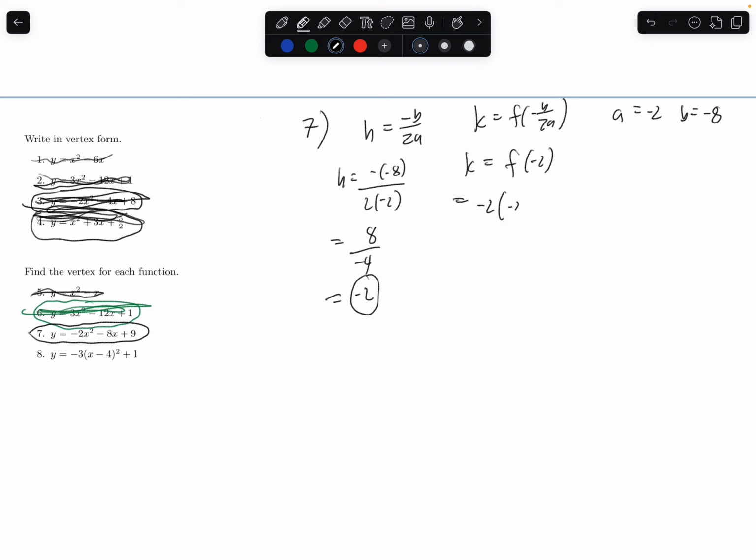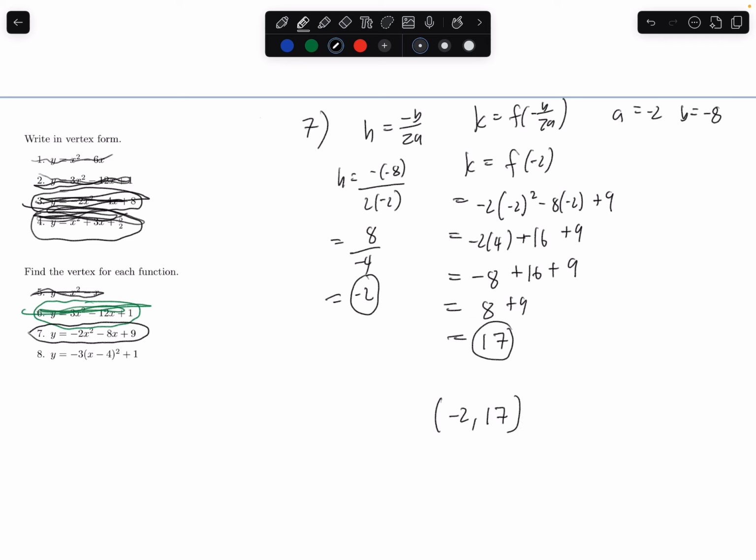So x is negative 2, so plug that in: negative 2 squared, minus 8 times negative 2, plus 9. Remember to use parentheses to keep your x intact. Negative 2 squared is 4, so negative 2 times 4 is negative 8. And negative 8 times negative 2 is positive 16, plus 9. So I've got negative 8 plus 16 plus 9. Negative 8 plus 16 is a positive 8, plus 9, which is 17. So what's my vertex then? Negative 2, comma 17.